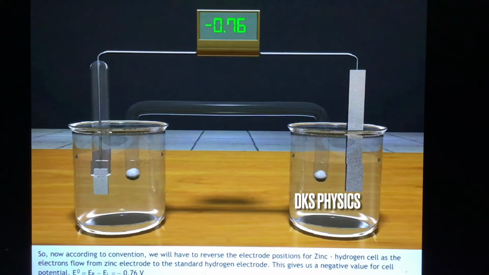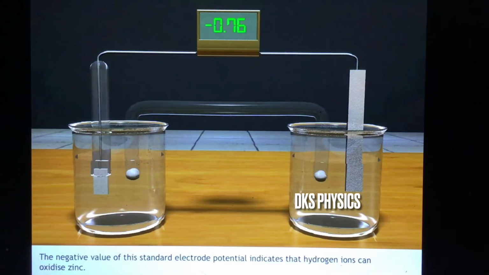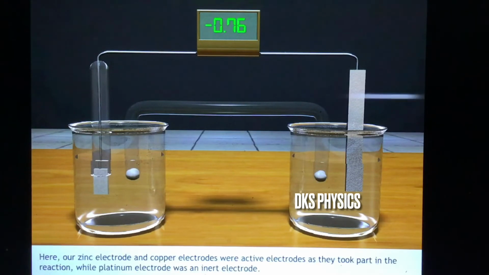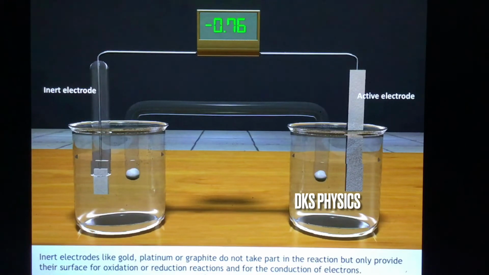This gives us a negative value for cell potential, E0 equals ER minus EL equals minus 0.76 V. The negative value of this standard electrode potential indicates that hydrogen ions get reduced more easily than zinc ions. That is, hydrogen ions can oxidize zinc. Here, our zinc electrode and copper electrode took part in the reactions, so they are known as active electrodes, while the platinum electrode was an inert electrode as it did not take part in the reaction. Inert electrodes like gold, platinum, or graphite do not take part in the reaction, but only provide their surface for oxidation or reduction reactions and for the conduction of electrons.